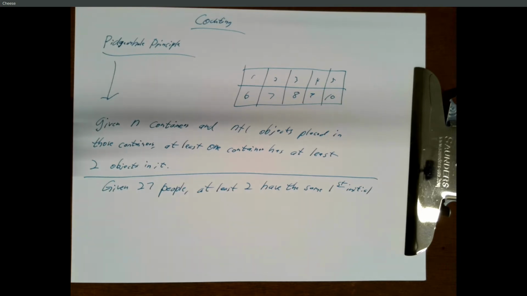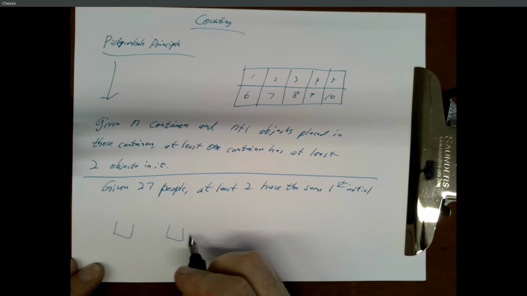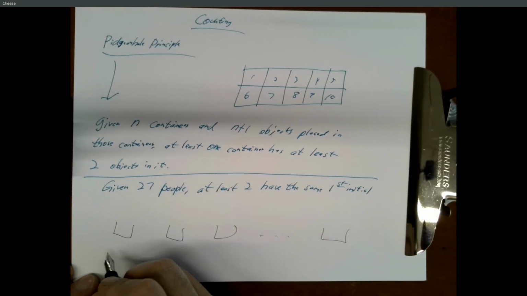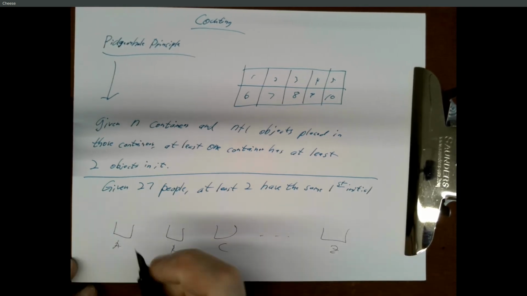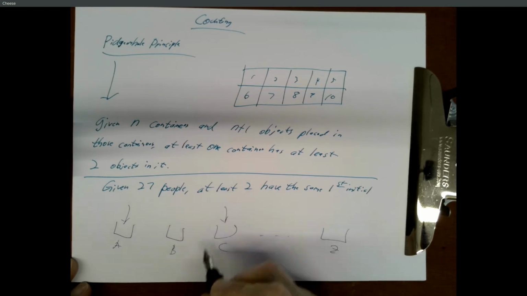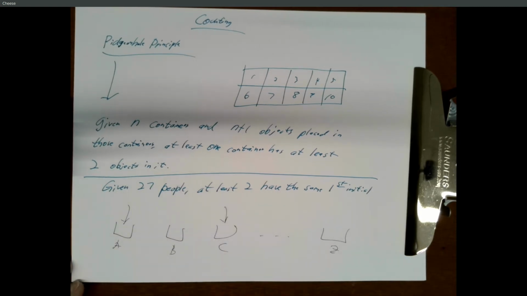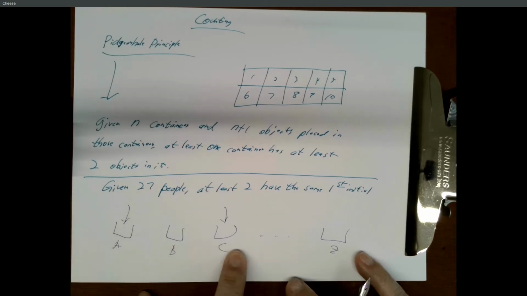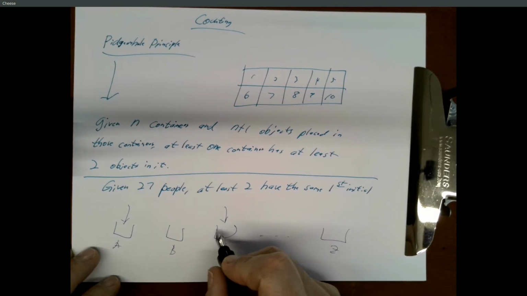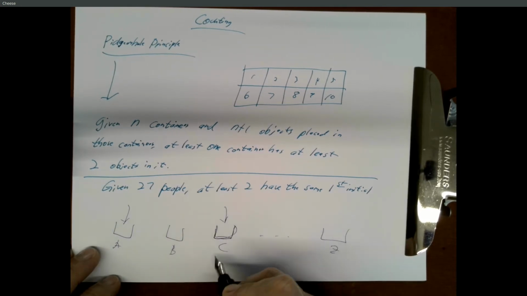Well, the way to describe it is make yourself 26 containers labeled A, B, C through Z, and place each person in a container based on what their first initial is. So now I have 26 containers. I have 27 objects being placed in those containers. By the pigeonhole principle, at least one container will contain at least 2 objects. This means one of these containers has 2 people in it with the same first initial.